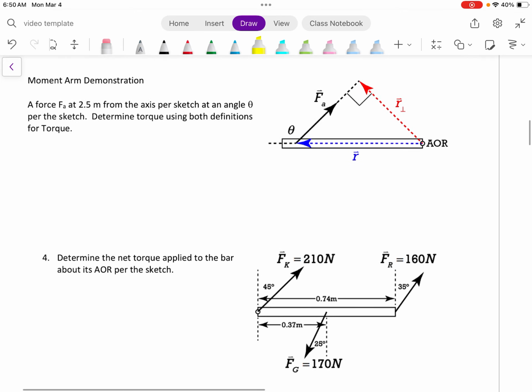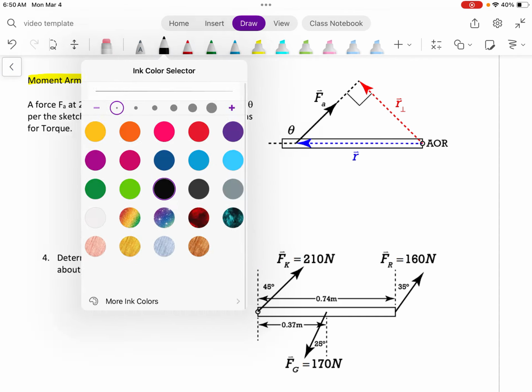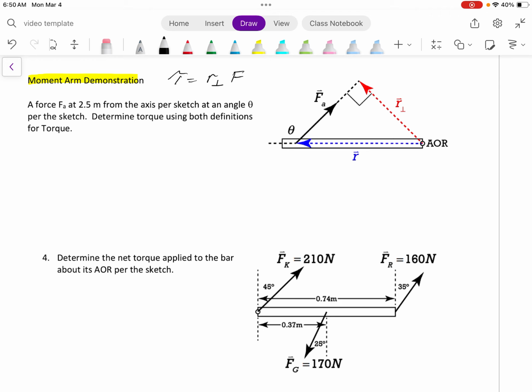Now I want to talk about moment arm real quick because that was part of that original torque equation. There's the moment arm times force. What is the moment arm? This is a force A applied at some distance r at the angle theta. And the moment arm is you have to draw a vector from the axis of rotation and create a 90-degree angle with the vector direction of the force that is being applied. Then you can find what that moment arm is.